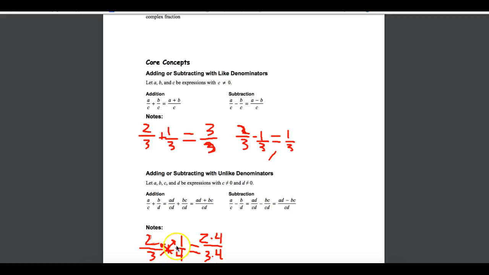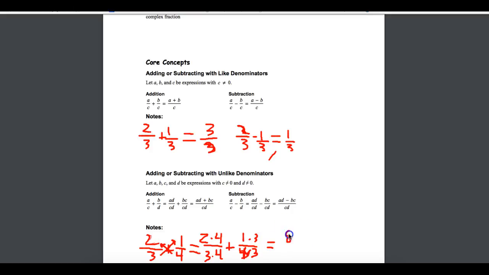And we have to do the same thing for our second fraction. So this is going to be plus 1 over 4, and we are multiplying it by 3 over 3, so multiplying it by our first denominator. Now look what we've done here: we've taken our first fraction, 2/3, and multiplied it by 4/4. We've taken our second fraction, 1/4, and multiplied it by 3/3, because that's our first denominator. When we do that, we're going to end up with like denominators.